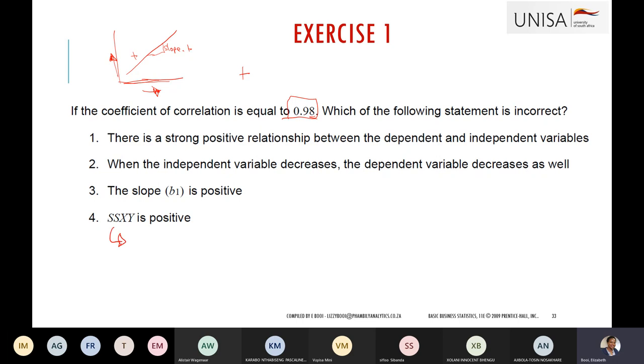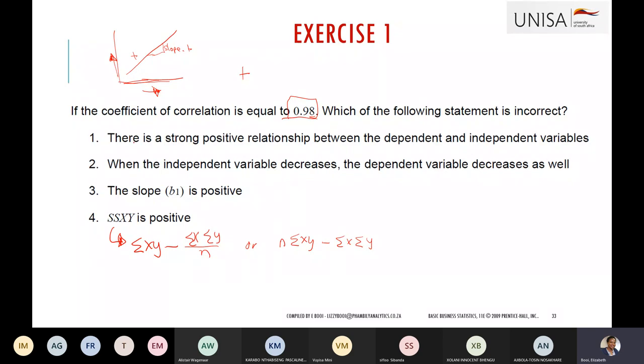Sorry, my sum of squares measure is not going to be positive, but we know that our sum of squares measure will just be the sum of XY minus the sum of X times the sum of Y divided by n, or it will just be n times the sum of XY minus the sum of X times the sum of Y. So this can be either negative or positive, depending on what you have there. So there's no guarantee on that.